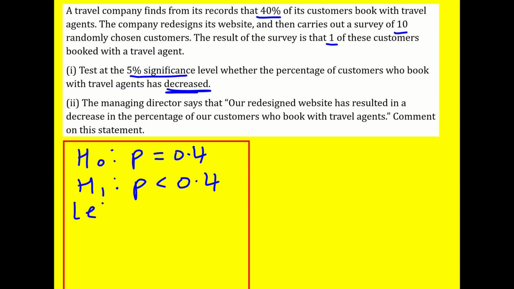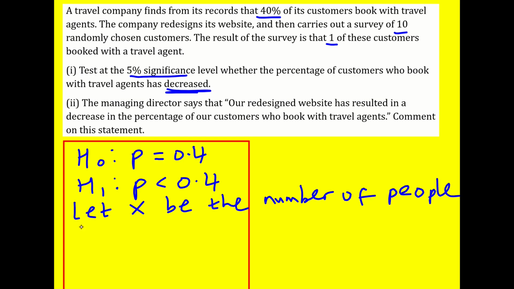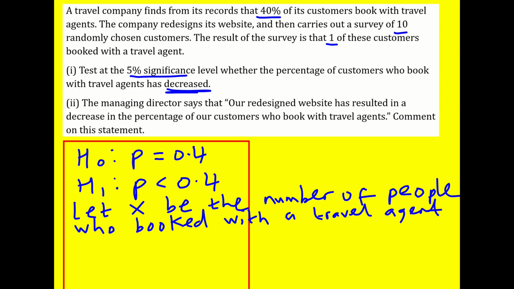So let X be, now we need to talk about the test statistic. And what is the test statistic going to be? What's the thing we can measure? The number of customers who booked with the travel agent, but we see that we've had 10 picks. So let X be the number of people, you could say out of 10, but again, it's implied, who booked with a travel agent. Okay, you should write that down just to make it clear.